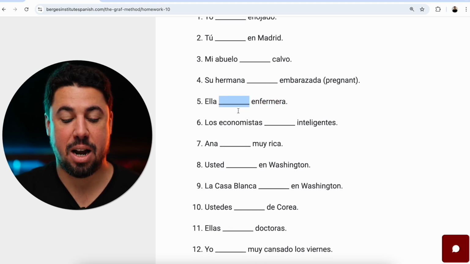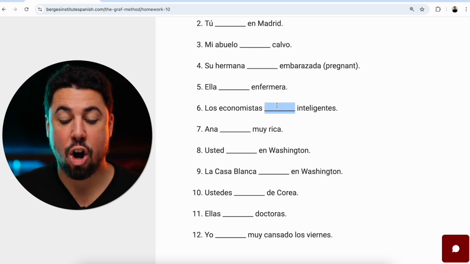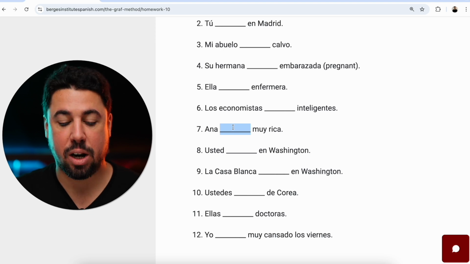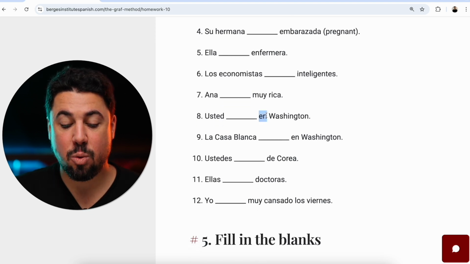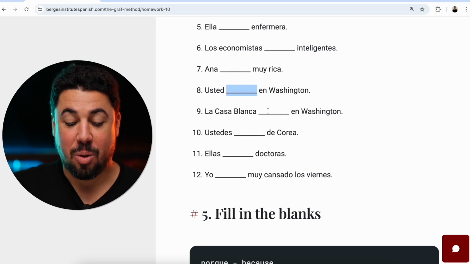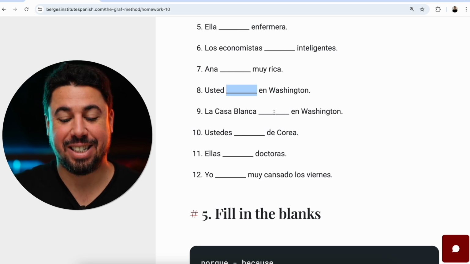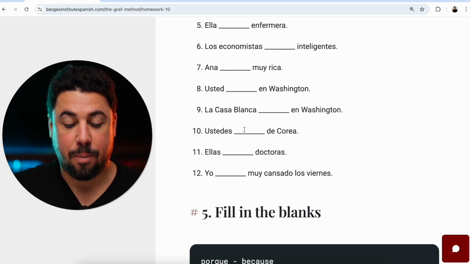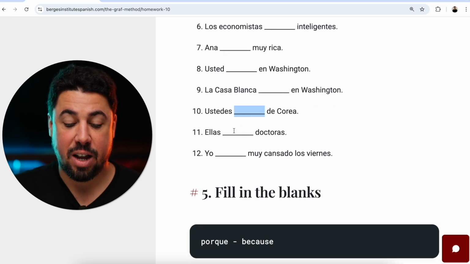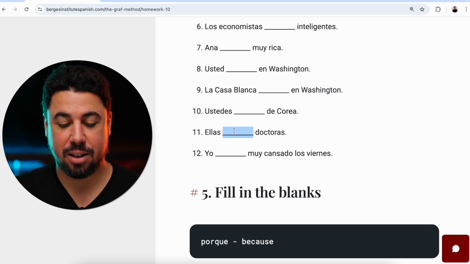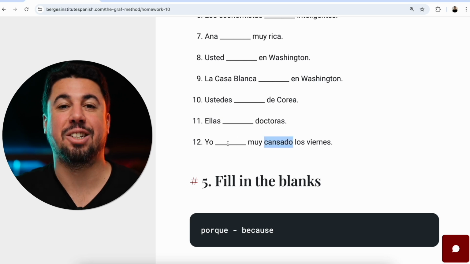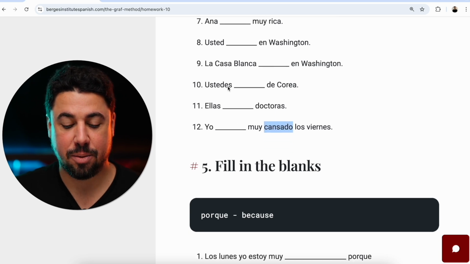Ella es enfermera. Los economistas son inteligentes. Being rich, that's a defining characteristic. Ana es muy rica. Being in Washington, that's a location. Usted está en Washington. The White House is in Washington. Location, la Casa Blanca está en Washington. You plural are from Korea. Ustedes son de Corea. They are doctors. Ellas son doctoras. I am very tired on Fridays. This is a state. Yo estoy muy cansado los viernes.